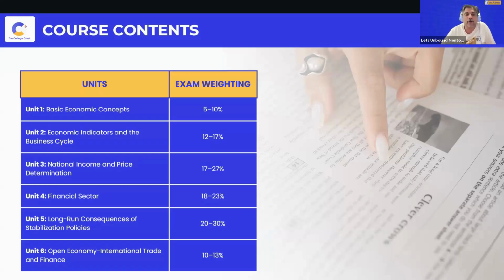Okay, so if you look at the exam weighting, you can see that unit number 3, unit number 4, and unit number 5 combined together have the maximum weightage. They will almost cover something like 60% of your test. The other units would contribute to the remaining 35% approximately. So 60 to 65% is from units 3, 4, and 5. The remaining 35% is unit 1, 2, and 6.